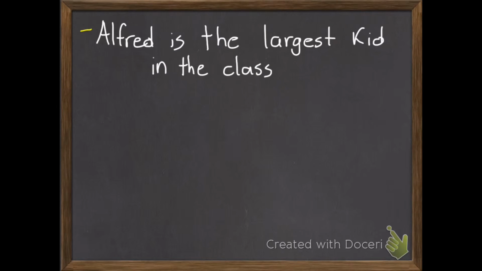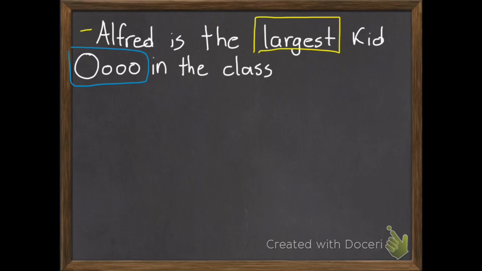For example, Alfred is the largest kid in the class. Largest here is a superlative, and here it means that no one else in the class is as large as Alfred. So let's imagine the class being these little circles. Everyone else is a regular size, but Alfred here is the largest.